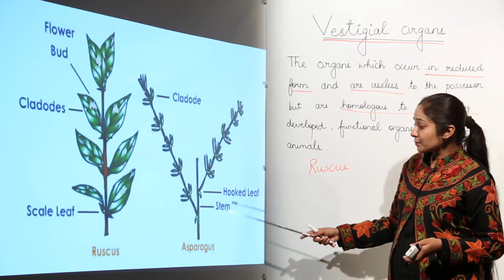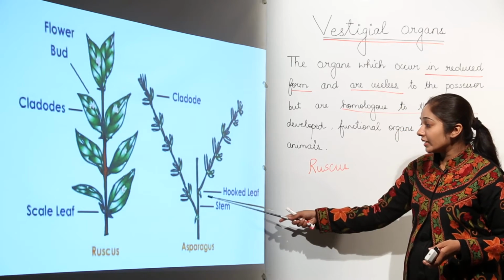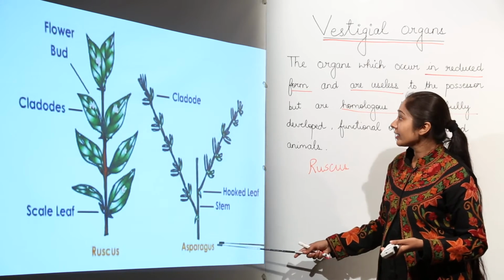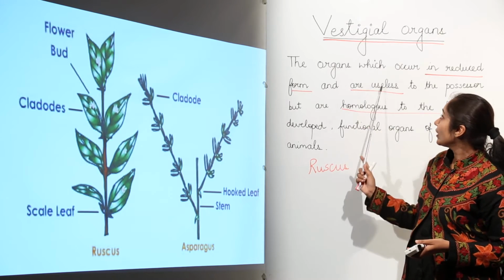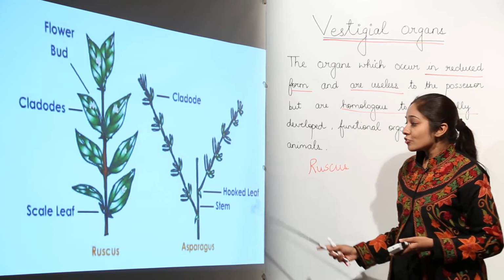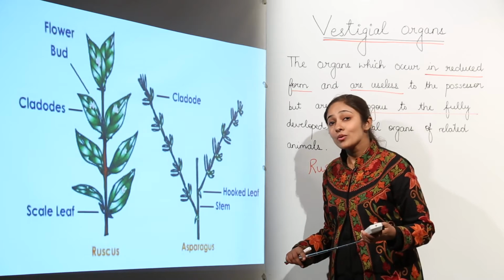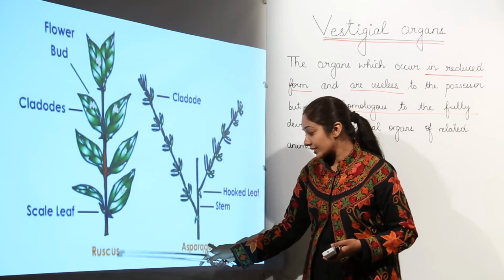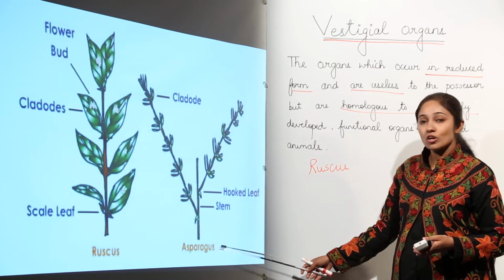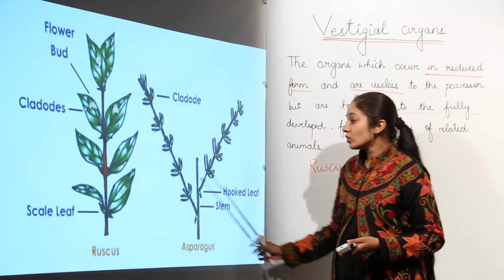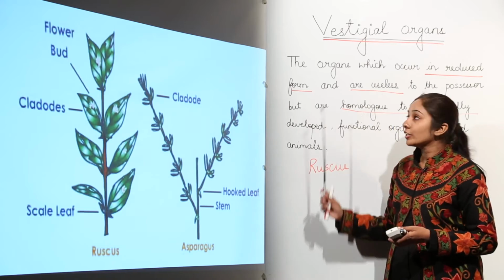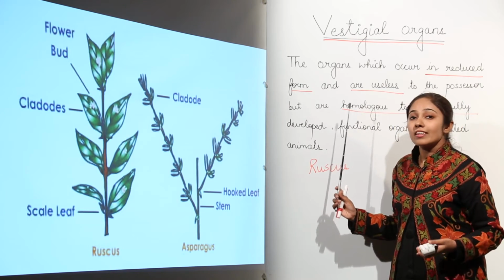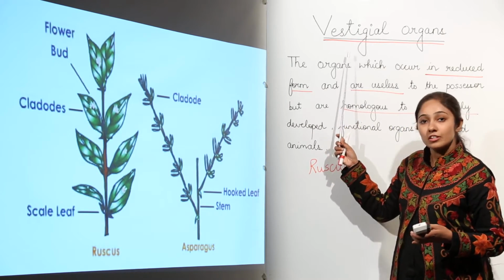Next, if you look at this asparagus plant, they have some hooked leaves. These hooked leaves on asparagus are also vestigial organs because now they are useless and they are in reduced form. So remember, in the case of plants, we have given two examples of vestigial organs. They are scale leaves in the case of Ruscus and hooked leaves in the case of asparagus, because these two leaves, scale leaf and hook leaf, are in reduced form and are now useless. They are considered vestigial organs.